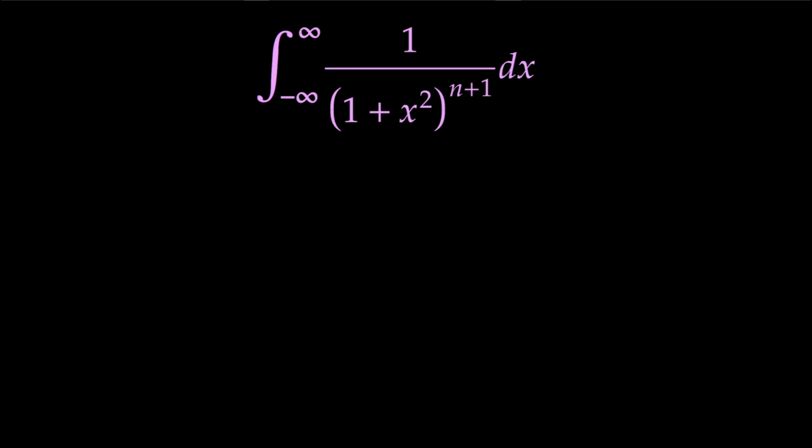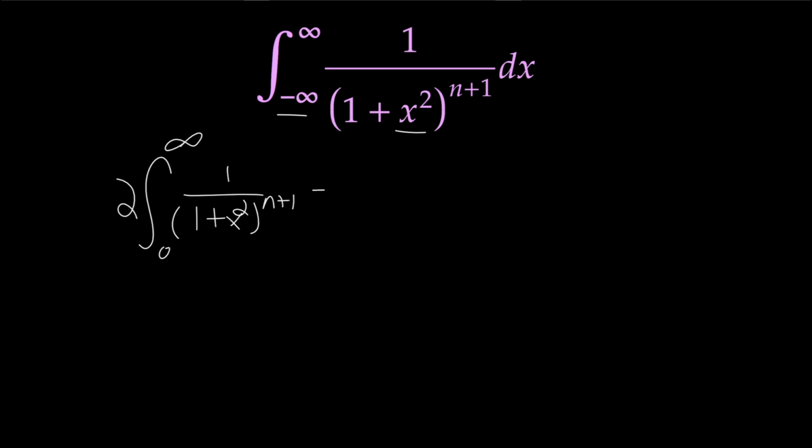We can change this, because this is symmetrical with this x squared and this being over all real numbers, to 2 times the integral from 0 to infinity of 1 over 1 plus x squared to the n plus 1 dx. Next, our beta function is typically in the form without any extra exponent, so it's just normal x's inside. We don't have x squared raised to another power, it's just 1 plus x all raised to a power.